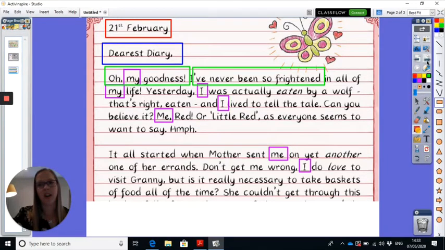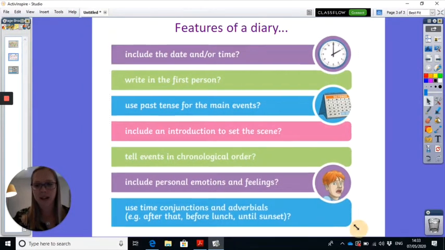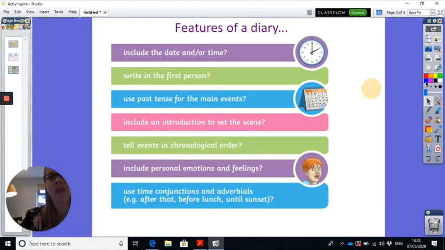So let's have a look at a list of features of a diary, okay? And these are the kind of things that I want you to include, and we can add to these. I'm going to make this slightly smaller because I think we could probably add one to the bottom. So include a date or time at the beginning so that we know when the diary has been written. Write it in the first person.